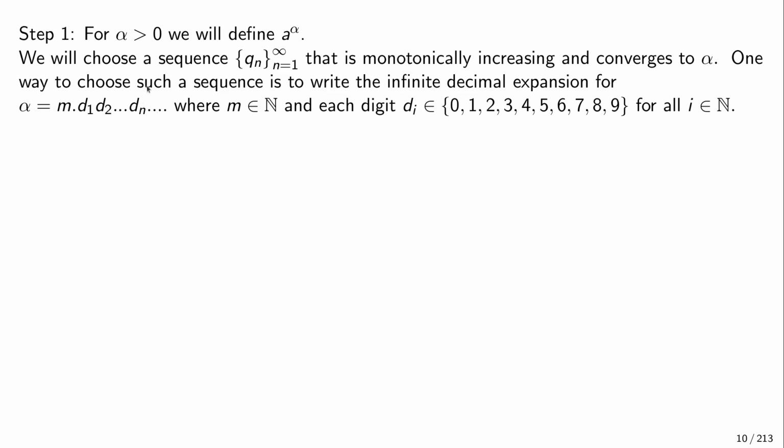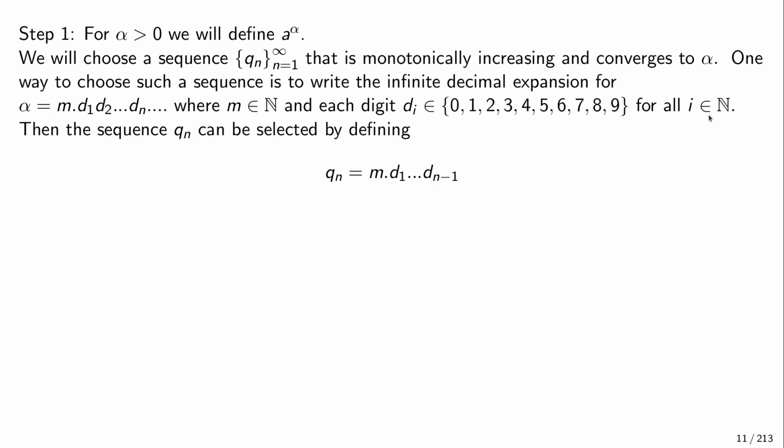And therefore, if we terminate this at every finite point, we're going to have a rational number, right? So the idea is going to be the following one. Every real number can be written in this infinite decimal expansion. And how can we define a monotonically increasing sequence of rational numbers that converges to this number?